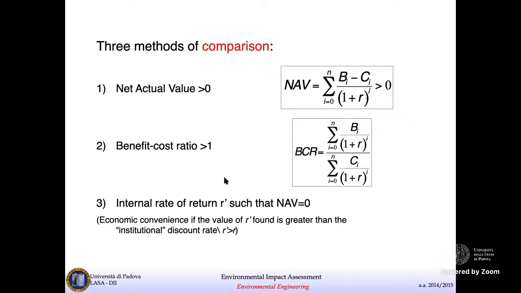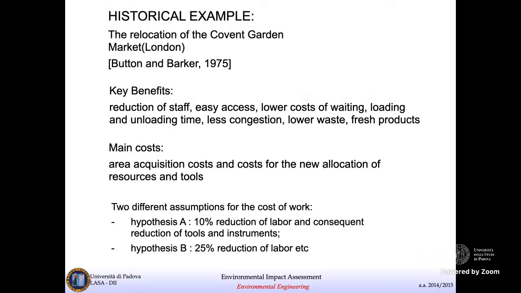The institutional discount rate is what is established in Italy by the Italian central bank, and in Europe by the European Central Bank. If the internal rate of discount, at which you have an inversion of the net actual value of a project, is larger than the institutional discount rate, then your project is said to be acceptable from a cost-benefit analysis point of view. I give you very briefly a historical example.